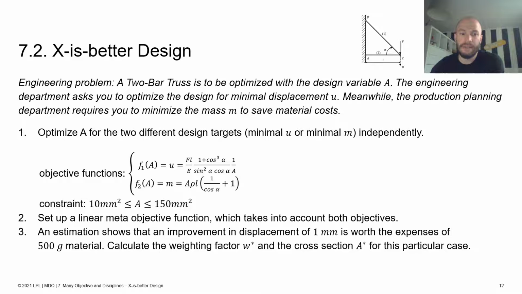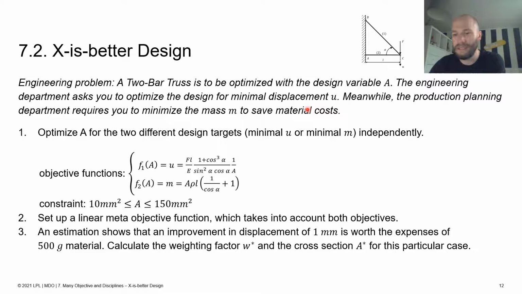For the next exercise, we have our known two-bar truss. As a design variable, we have the cross-section of the two bars, and the objective or quantity of interest is the displacement at the tip. The scenario here is that there are two parties involved. The production planning department wants to reduce the mass to save material costs, whereas the engineering department asks for a maximum of stiffness, which is the minimal displacement U.